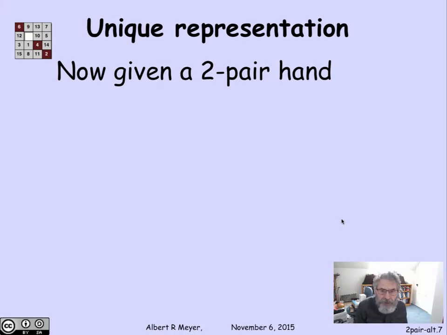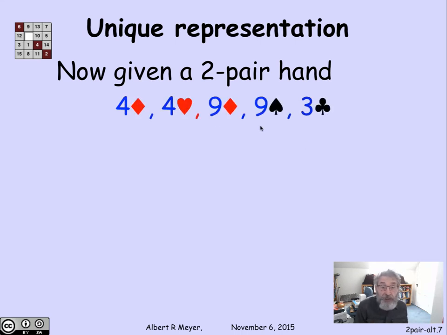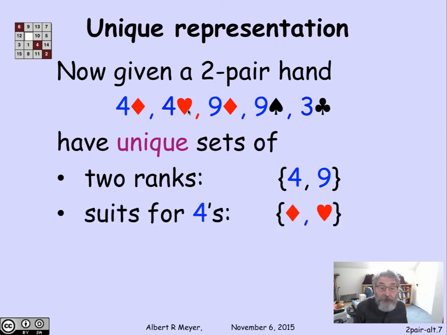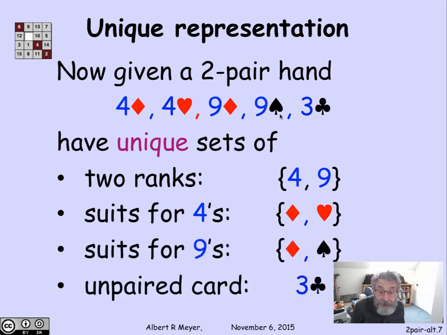Now, if you give me a two-pair hand, such as this one that we just saw, there's a unique code that I can extract from the hand. Namely, there is a unique pair of ranks that make up the two pairs, namely the 4 and the 9, and there are the suits for the small pair, the diamond and the heart, and the suits for the large pair, the diamond and the spades, and finally the fifth card. So the point here is that given the two-pair hand, I can go backward to the representation of the hand that we've chosen.